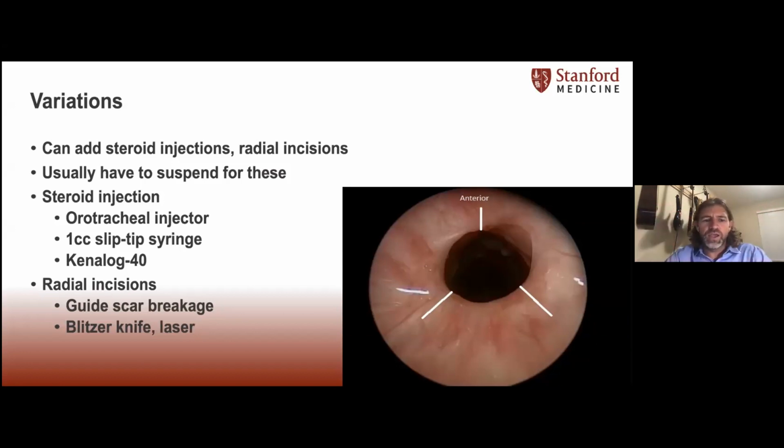You can use a Blitzer knife, or if laser is something that you like to use in the airway, that's very, very acceptable. The only thing I tell our trainees is that if you're using a laser, as Dr. Shapshay would say, you really have to cut the tissue. You're not just trying to burn it, you want to cut it. And laser in the wrong hands can cause big problems, and I think we've all seen that.